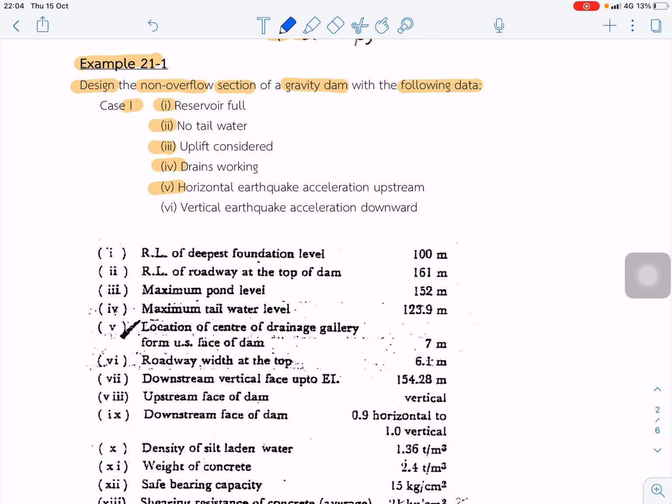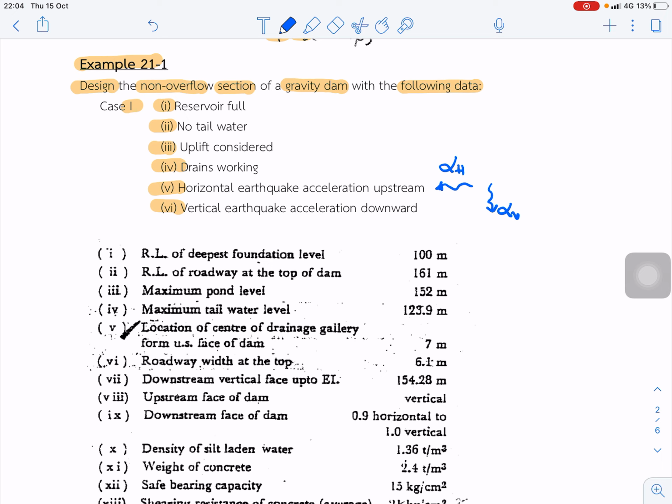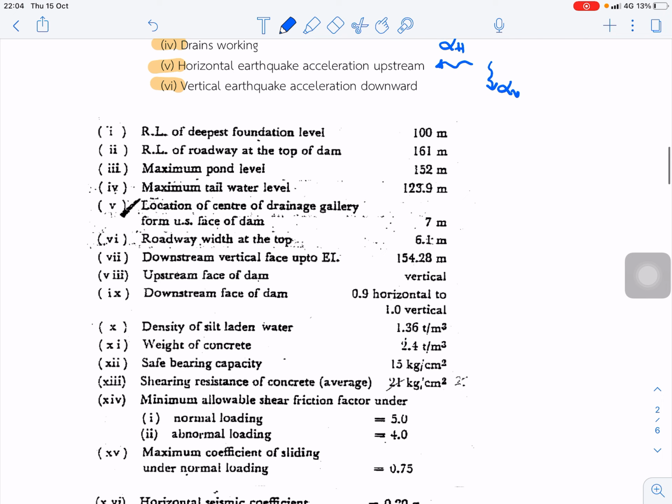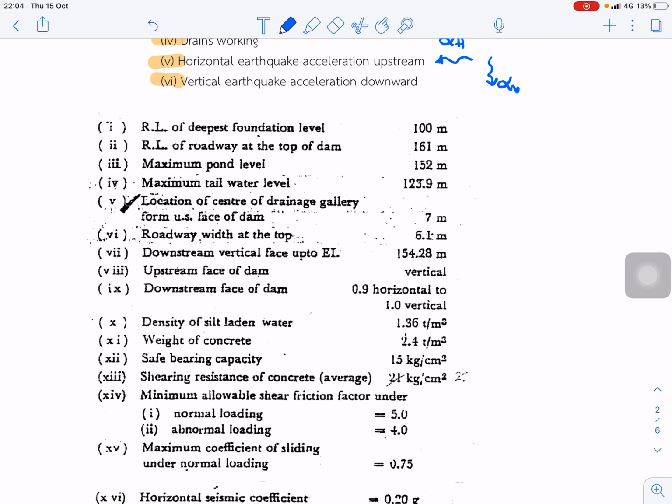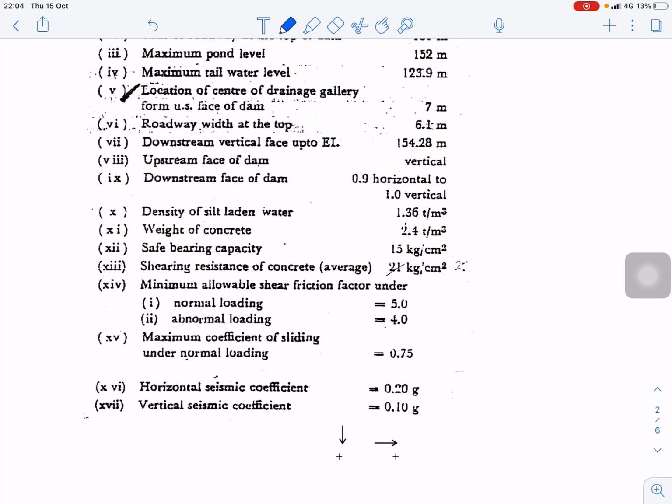So we can say that this is, okay, and for the vertical earthquake, downward. Okay. So this case is similar to the previous lecture, the same condition, and this is for the dimension of the gravity dam. And the other thing is the shear strength, it should be 100 to 210 ton per square meter. Okay.